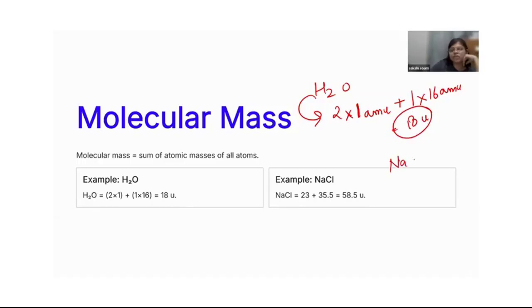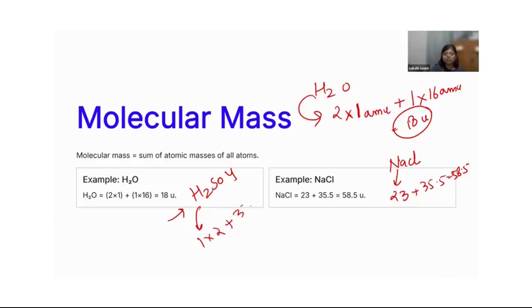Suppose I want to find it for NaCl, how will I find it? For NaCl, the mass of sodium is 23 and chlorine is 35.5. So what does it become? 58.5. Now what you all can try is H2SO4. I'll tell you the mass of hydrogen is 1 gram, so you do 1 into 2. The mass of sulfur is 32. And here we have O4. One oxygen is 16, so 16 into 4. Can you calculate and tell me?